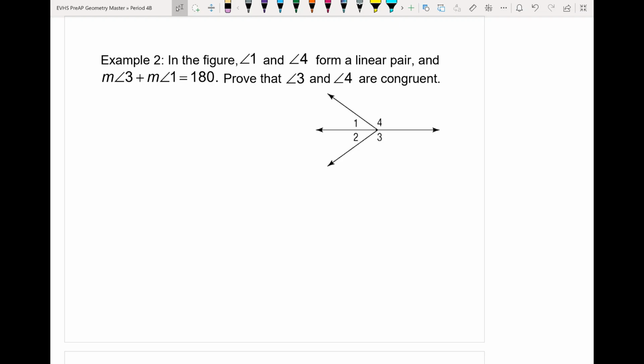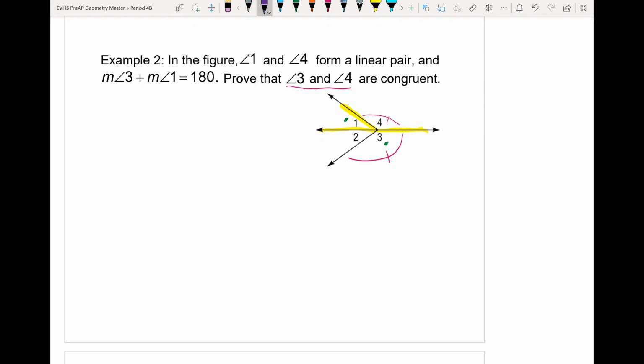So, in figure 1, angle 1 and 4 form a linear pair. I'm going to go ahead and mark that linear pair with yellow. So those two are a linear pair. The measure of angle 1 plus the measure of angle 3, so 1 plus 3, is equal to 180 degrees. We're wanting to show that angle 3 and angle 4 are congruent, and pink is the thing that I'm trying to show. All right, well, let's just see where we got here.